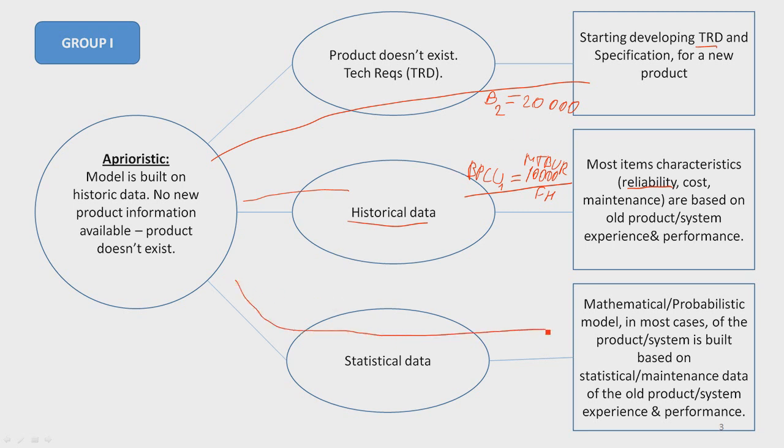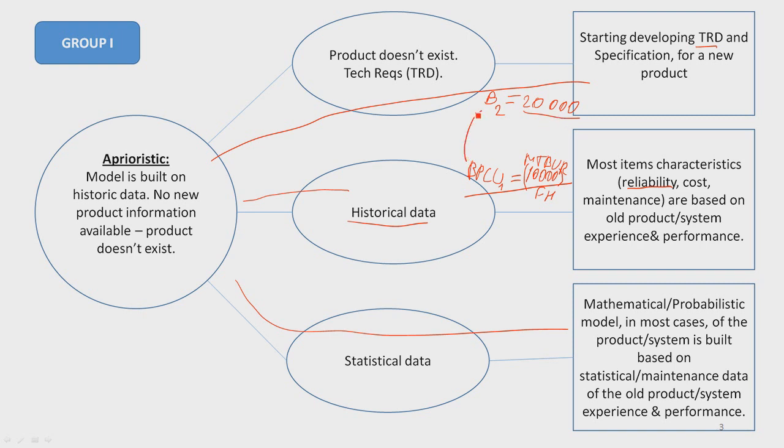And item 3 in group 1, we have statistical data. Let me explain here. A mathematical probabilistic model in most cases of the product system is built based on statistical maintenance data of the old product system experience and performance. What does it mean? So, let's take BPCU, right? The old product tells us our reliability or MTBUR is 10,000. The new product technical requirement is 20,000.